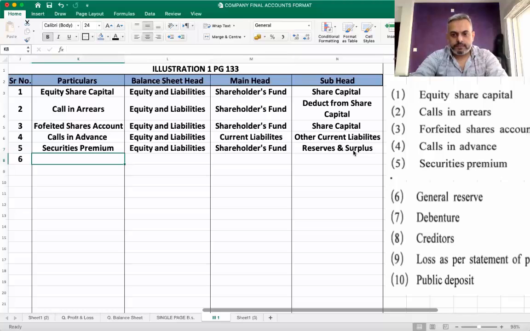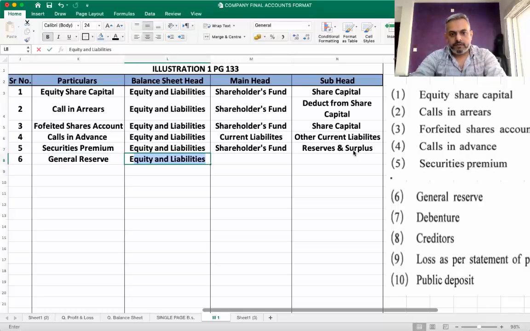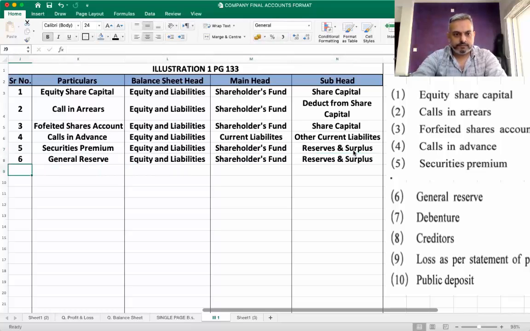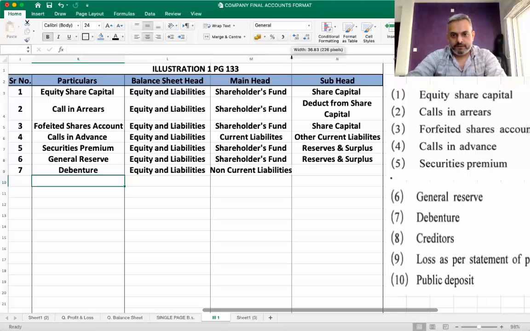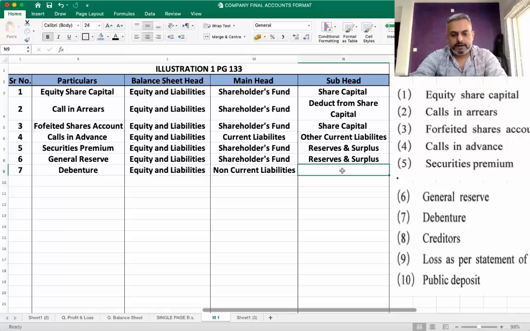Sixth, general reserve, again the same. So equity and liabilities, shareholders fund, reserves and surplus. Debenture, again equity and liabilities. Now debentures are non-current liabilities. Debentures are non-current liabilities, and debentures are long-term borrowing.